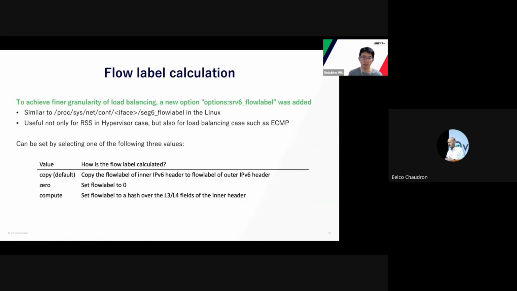As one approach to this issue, we added a new option to calculate flow level in outer header. This option is similar to a parameter implemented in Linux. We can choose from 3 values listed in the table. If compute is selected, it sets flow level to a hash over the layer 3 and layer 4 fields of the inner header. We think this is useful not only for RSS in hypervisor case, but also for load balancing case such as ECMP in the whole underlay network.